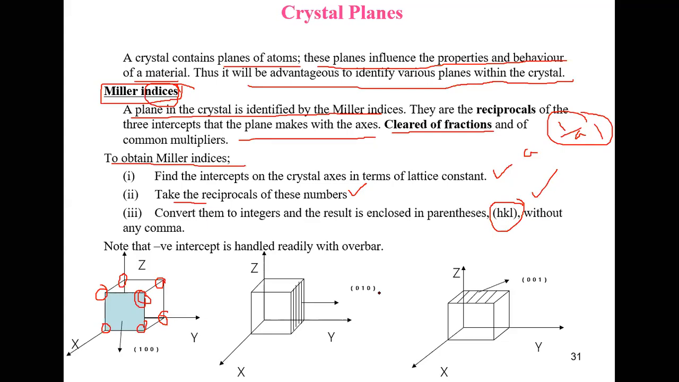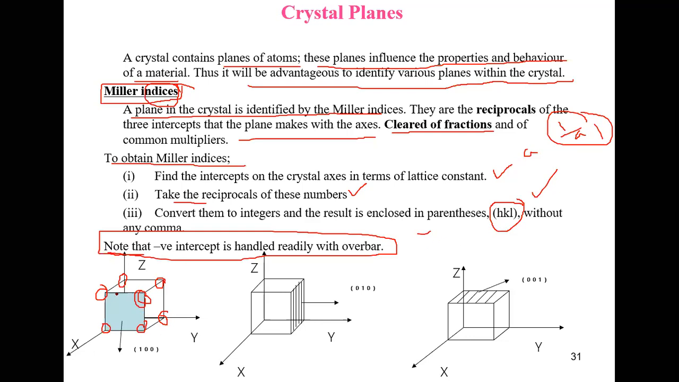And if you have a negative intercept on the crystallographic axis, you will find the Miller indices in a similar way. However, you will put a bar over the number for which the intercept was negative. Okay, so let me give some examples.